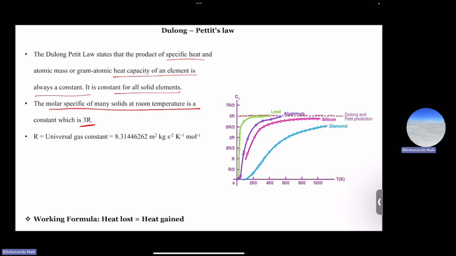As you can see, this is the Dulong-Petit's law, but in general the specific heat varies in this way for different metals, as shown in the figure. What is the value of this universal gas constant? This is R, which is 8.3144 meter square kg per second square into Kelvin into mole.